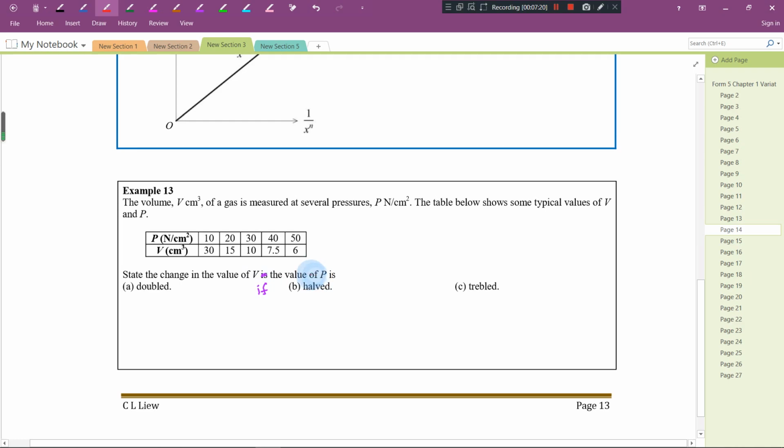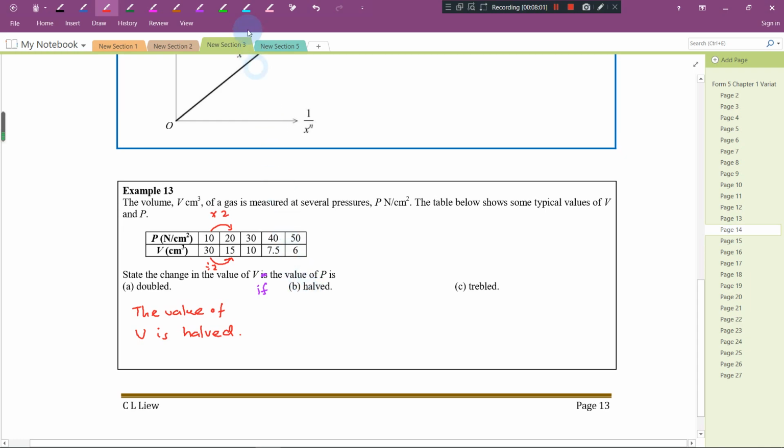If the value of P is double, you can look at 10 to 20. If you don't want, you can look at 20 to 40. You will get the same answer. Now let's focus on 10 to 20. Now the value of P is double. What will happen? The value of V will actually become half. If here you times 2, here you need to divide it by 2. This is the property of inverse variation. So the value of V becomes half.